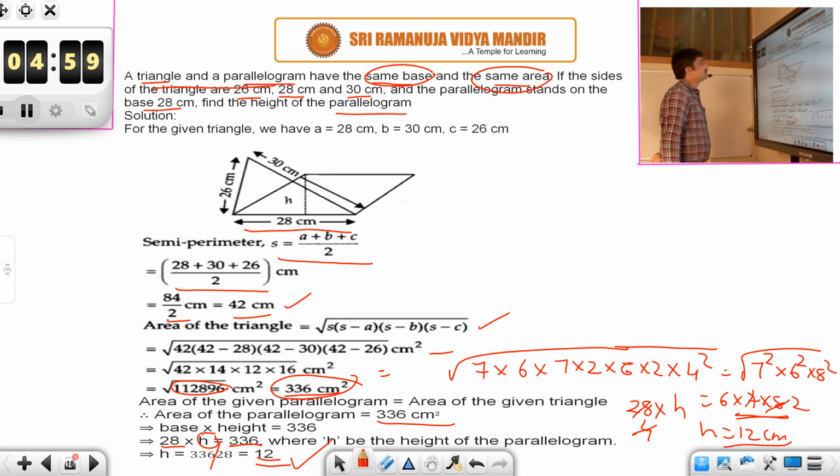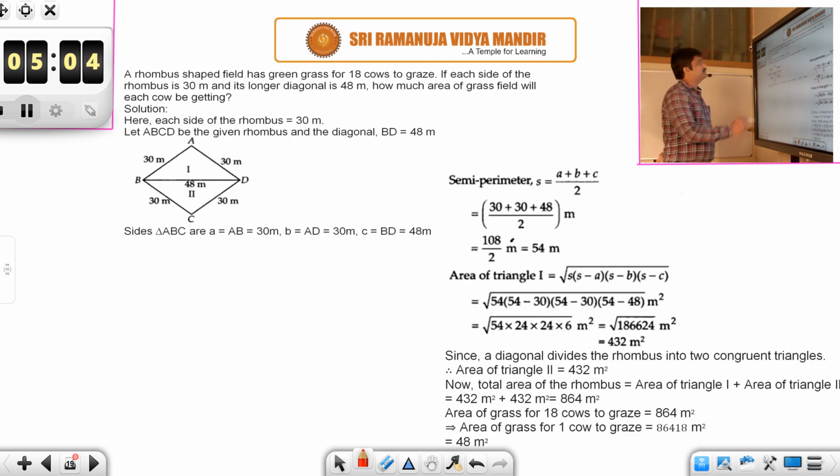Okay, so let's look at the next question. A rhombus shaped field has green grass for 18 cows to graze. If each side of the rhombus is 30 meters and its longer diagonal is 48 meters, how much area of the grass field will each cow be getting? Okay, guys.